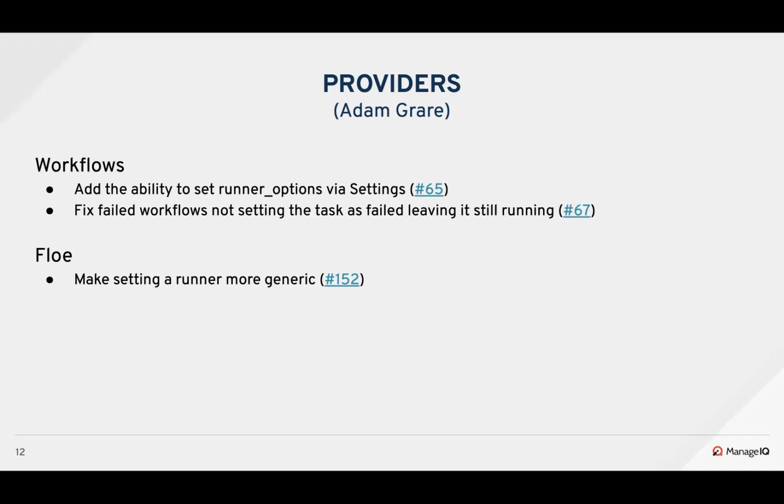And we also fixed workflows not setting a task as failed if the workflow fails, which left it as running and would cause the UI to hang because it would look like it was still waiting for the task to complete. And for flow, Keenan made a PR to make setting the runner more generic. Previously, it was essentially hard-coded to the Docker runner, since that was the only one that we supported. He made some changes to make that a more generic change. And that's it for providers.